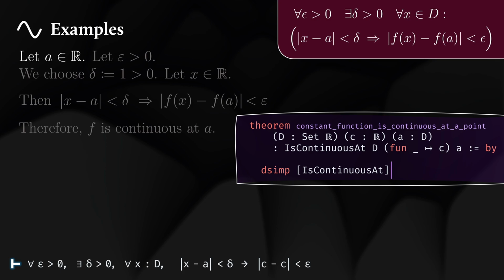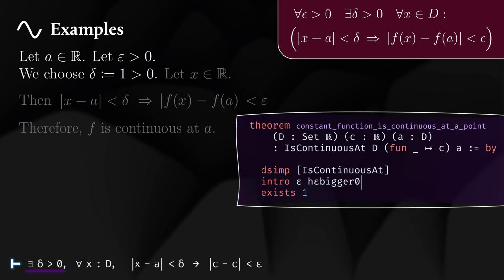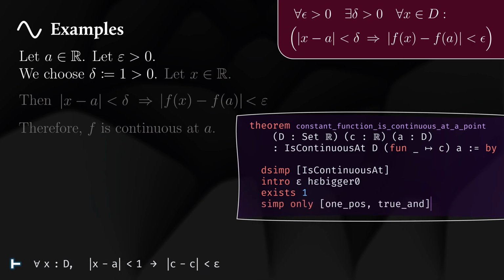So for all epsilon bigger than 0, to get rid of that, we use intro epsilon. That's the same thing as saying let epsilon be bigger than 0 in a handwritten proof. And then h epsilon bigger 0 is just the hypothesis that epsilon is bigger than 0. So when we go down here, we get rid of the first part. Next, we choose a delta, so we use exists 1 for that. And then we have to prove 1 bigger than 0. Well, to do that, we simplify using 1 is positive. And whenever we have true and, we can just get rid of that as well.